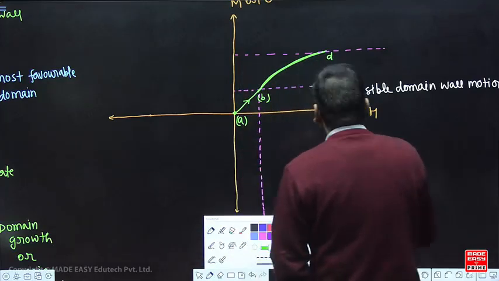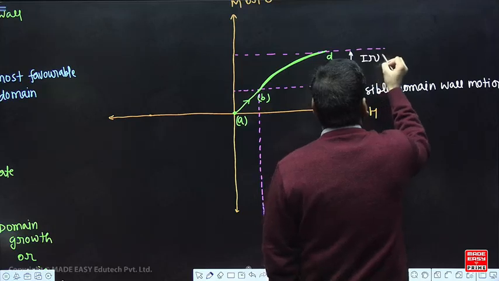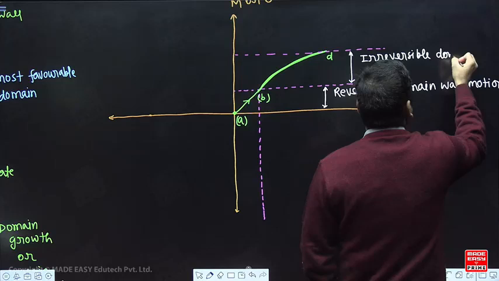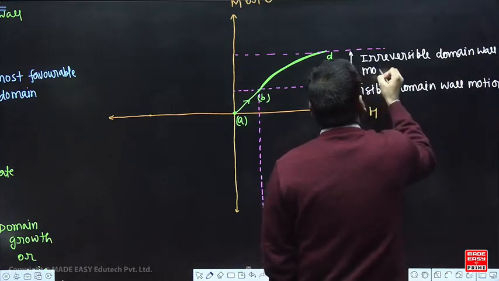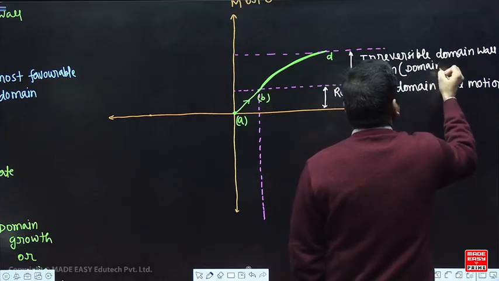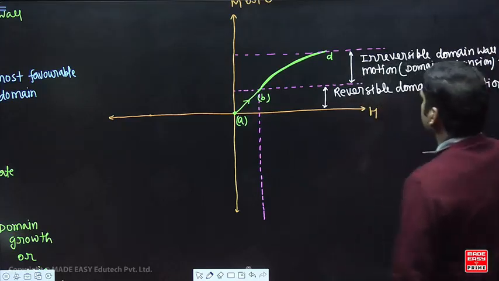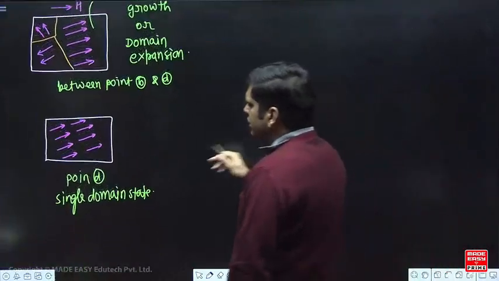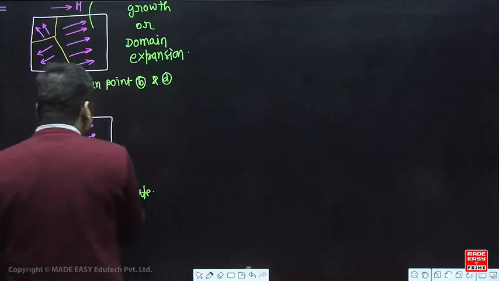Up to this point, irreversible domain wall motion happened. Irreversible domain wall motion, that is also known as domain expansion. Domain expansion, basically favorable domain का expansion हुआ, so it can be also said as domain expansion. If you increase beyond this point, then there is no domain. So domain wall motion is finished. Now you have single domain.